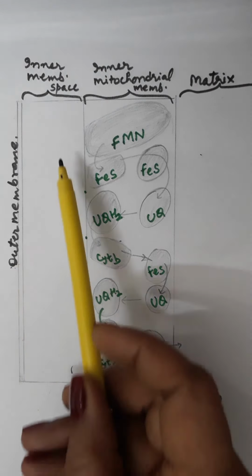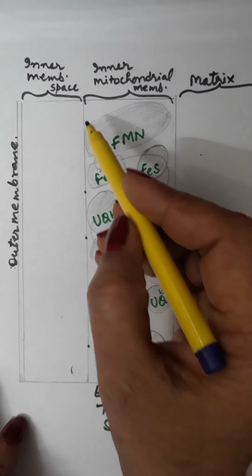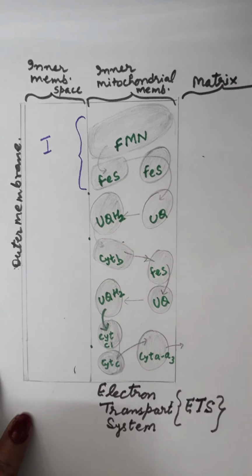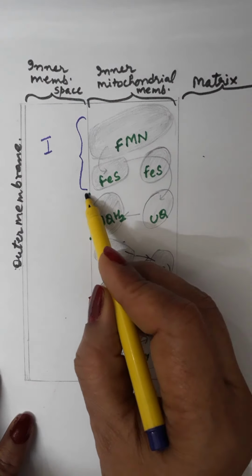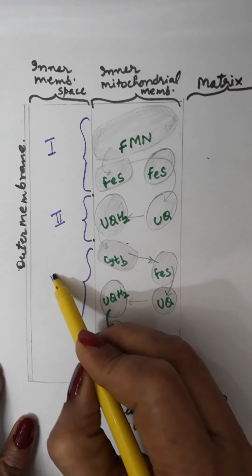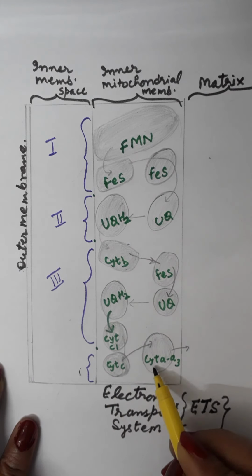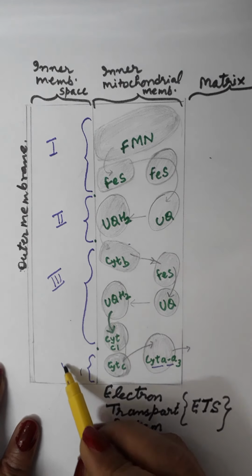Inside the inner mitochondrial membrane, these electron transport carriers are divided into four complexes. The first complex is shown by this part. This is complex 1. The second complex is shown by ubiquinone. This is complex 2. The third complex, from cytochrome B to cytochrome C1, is complex 3. And the fourth complex is shown by cytochrome A and A3. This is the fourth complex.